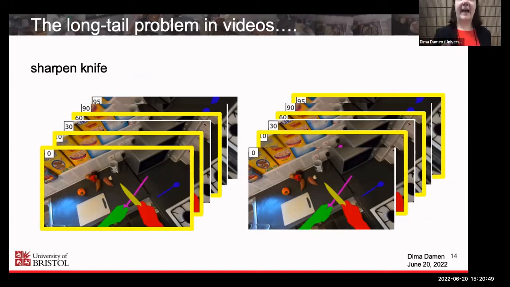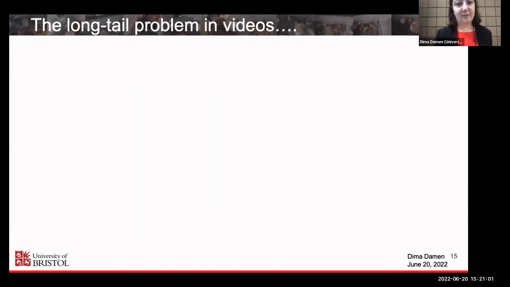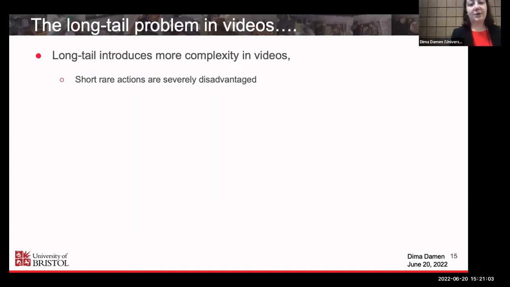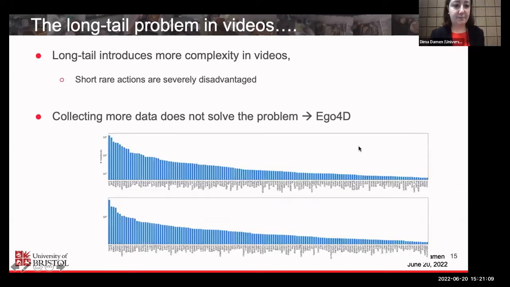In fact, the short actions, in my opinion, or experience until now, are a lot harder than the long actions and offer another level of complexity in few data in videos that isn't really the same in images. Right. So long tail really introduces this additional complexity in videos. Short actions are really severely disadvantaged. And collecting more data doesn't help.